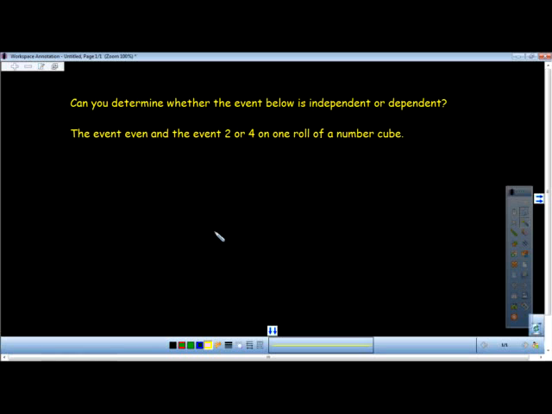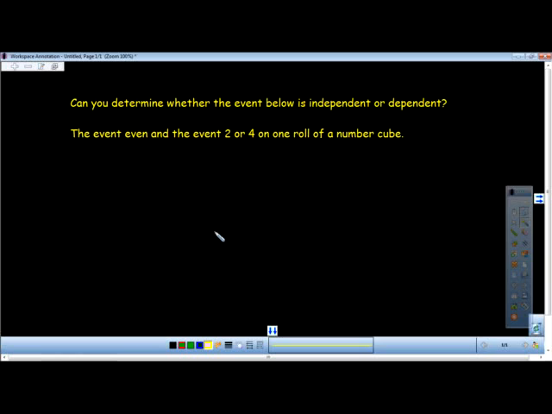In this problem, we want to determine whether the event below is independent or dependent. So we want to talk about the event "even." If we're rolling a number cube, we want an even number, and the event "2 or 4" on one roll of a number cube. So we want both of those things to happen. First of all, it's got to be even. Secondly, it has to be a 2 or a 4.